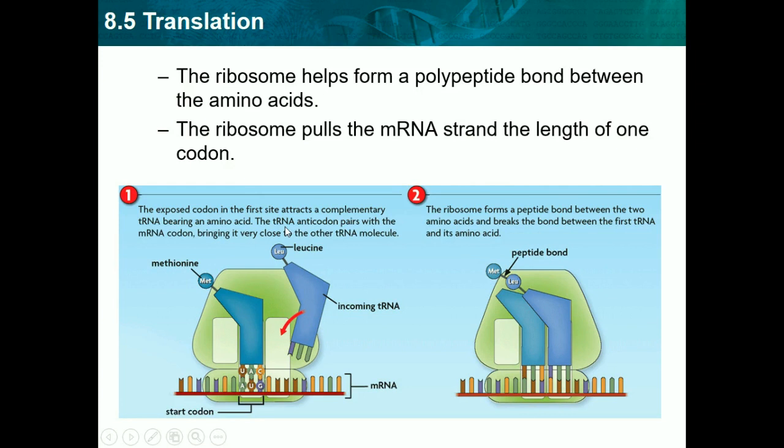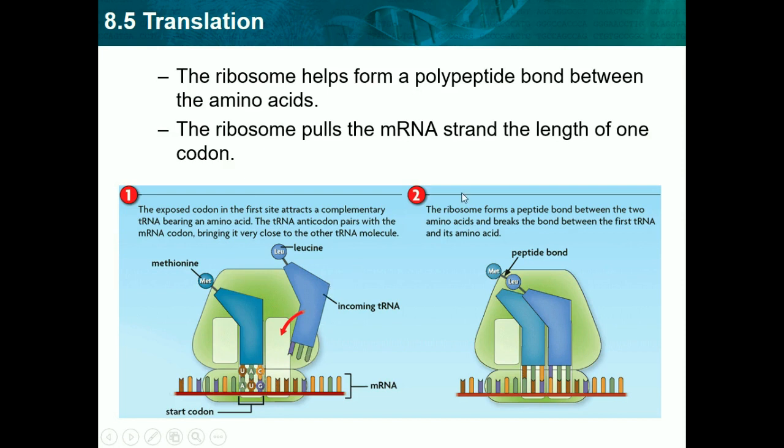So the exposed codon in the first site attaches a complementary tRNA, which brings an amino acid. The tRNA anticodon pairs with the mRNA codon, bringing it very close to the other tRNA molecule. Once one tRNA molecule starts, another one comes in right afterwards, and it brings its amino acid close to the other one, so the ribosome can form a bond between them. And as we see here, we can see how the anticodon and the codon work. Our codon is AUG, so our anticodon would have to be A matching with U, U matching with A, and G with C. So that's how they choose which ones go where.